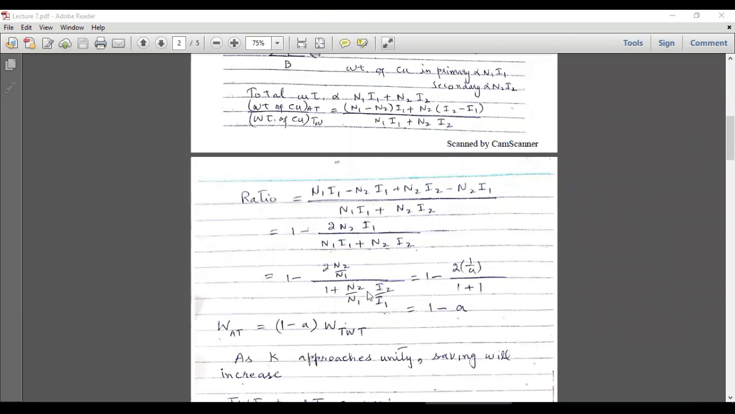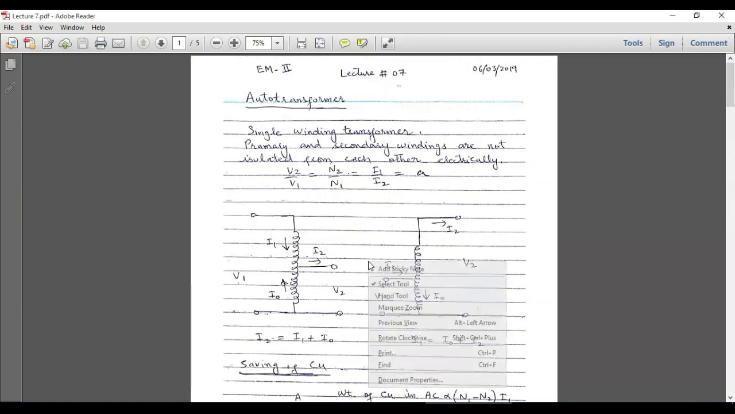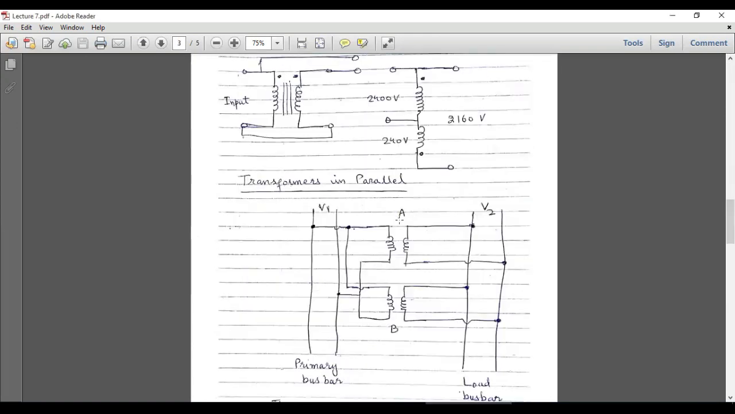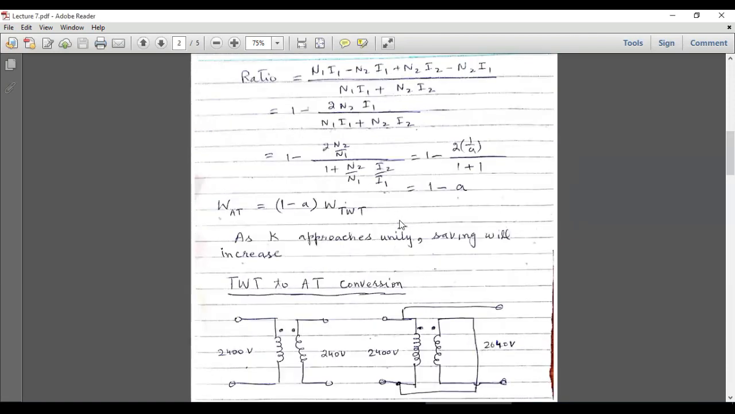So I2 over I1 will be equal to N1 over N2. So they will be cancelled out, and we will get 1 plus 1. So 1 plus 1 will become 2, and it will be cancelled out with this 2. And N2 over N1 is actually equal to A. So by mistake, I have written 1 over A over here, but N2 over N1 is equal to A. So N2 over N1 is equal to A, and it will become 1 minus A.